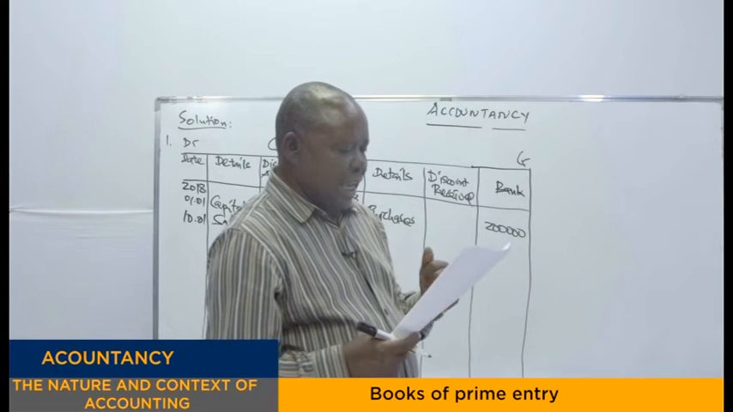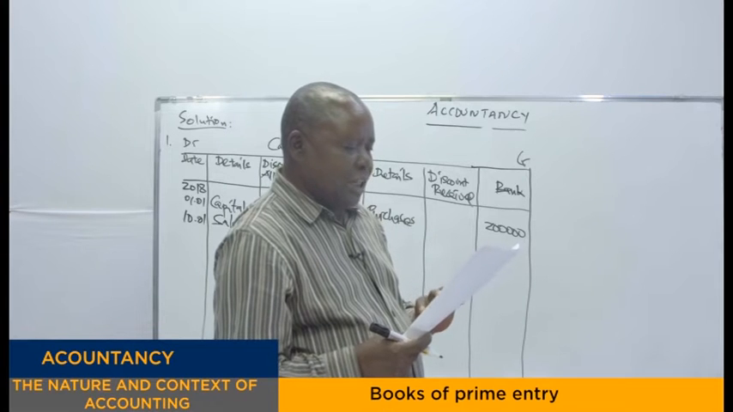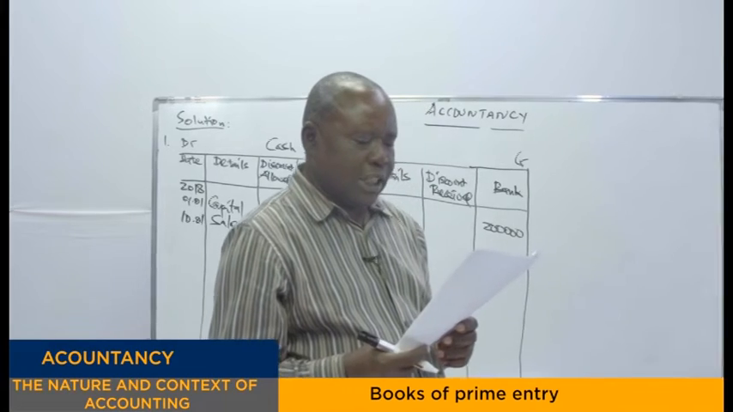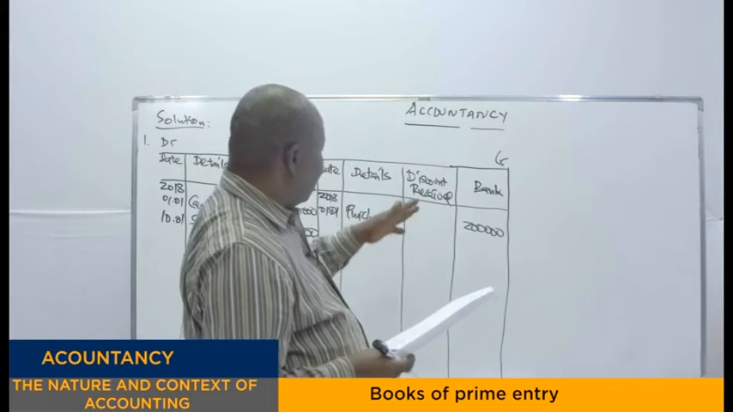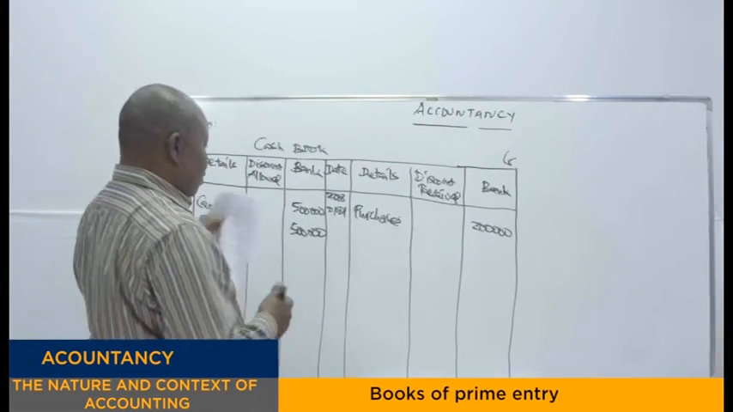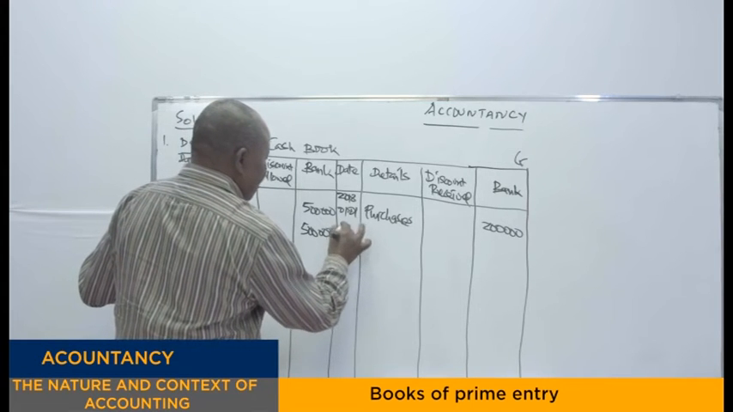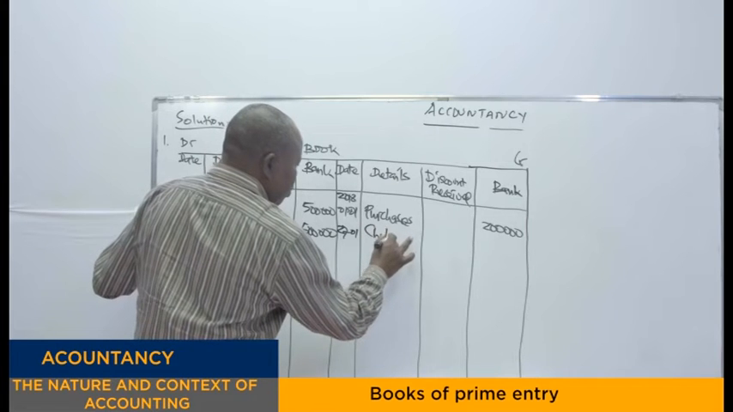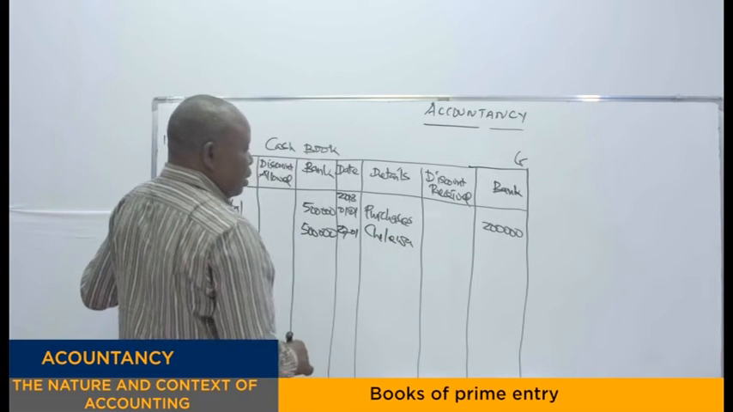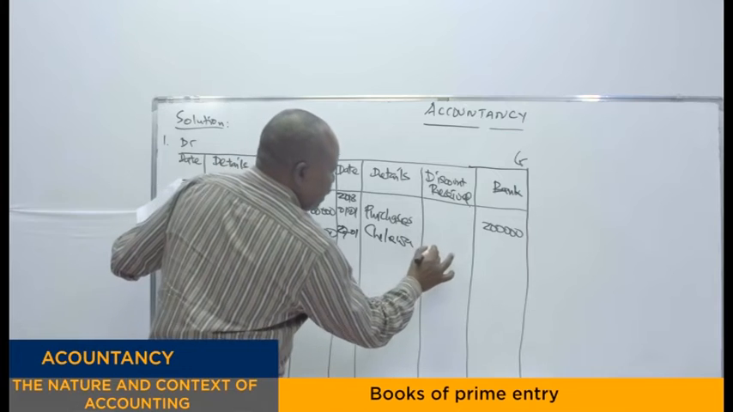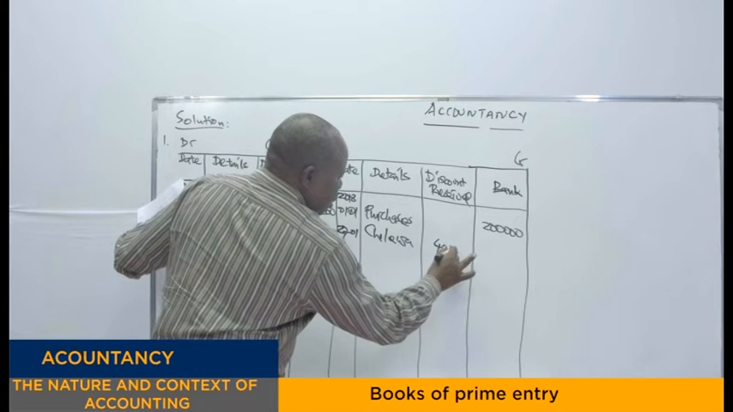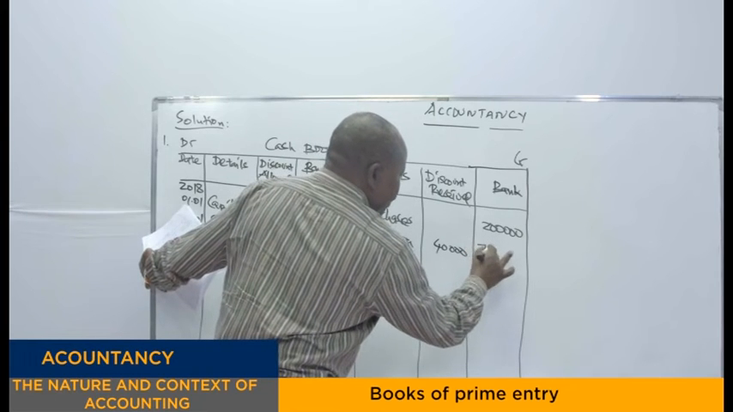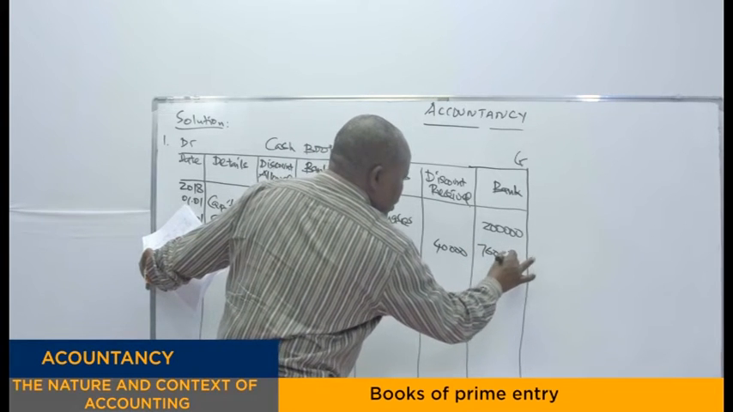So 40,000 is the discount received. We are paying him 760,000, and we will receive the discount of 40,000. So we are going to write on the credit side. We write here on 27th January, Chelewa. The discount is 40,000, and the amount into bank by cheque is 760.